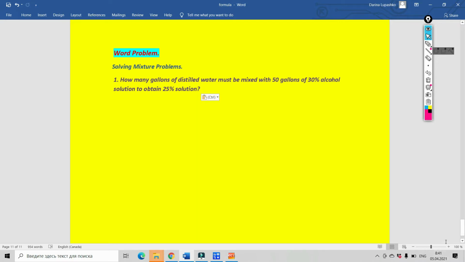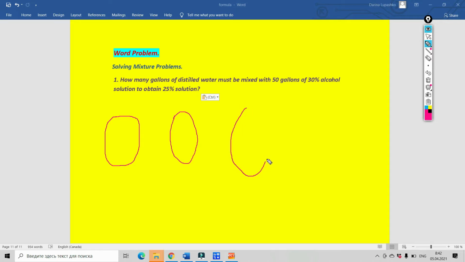Let's see. We have three containers. First container, second container, and after mixing, we get the third one. The first container is distilled water, so it's 100% water, no alcohol. The second one is 30% alcohol solution, and the third one is 25% alcohol solution. We add the first two and get the third one.